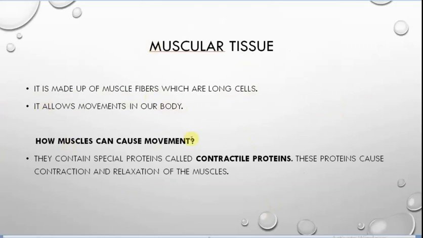How can muscles cause movement? They contain special proteins called contractile proteins. The cells present in the tissue always contract and relax, and that contraction and relaxation causes movement. How does the cell undergo this contraction and relaxation? They undergo it because of the presence of the contractile protein. This protein causes contraction and relaxation of the muscles.